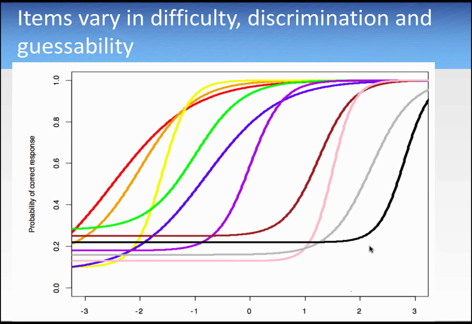And now here we can see, for example, this pink one is very good at discriminating. If you have an ability of 1, you have almost no chance. Then just a little bit higher, 1.5, boom, you almost are going to have a 100% chance of answering it right.